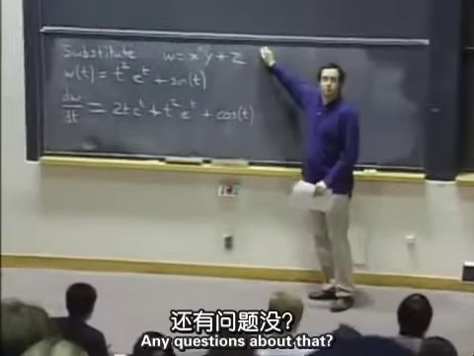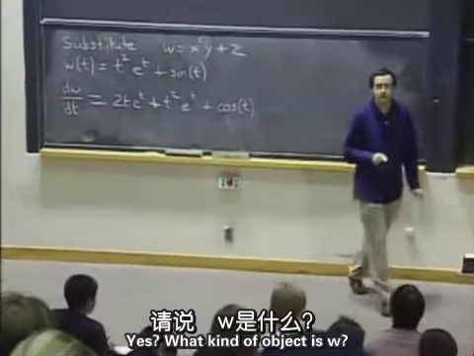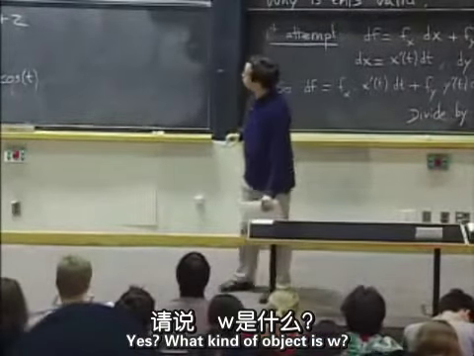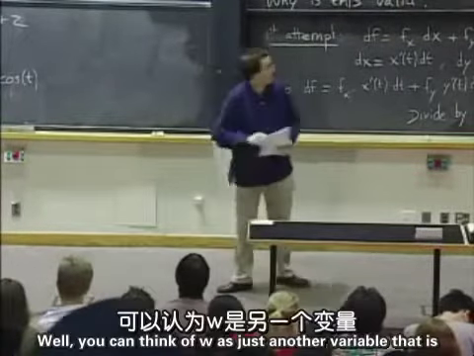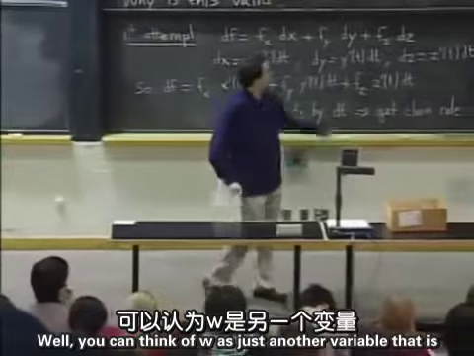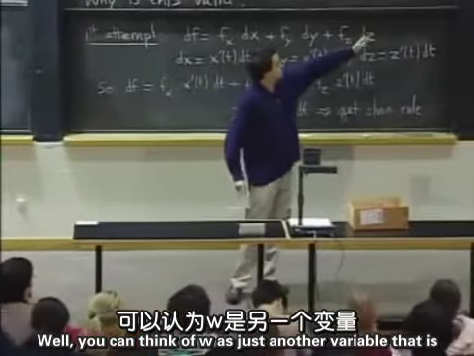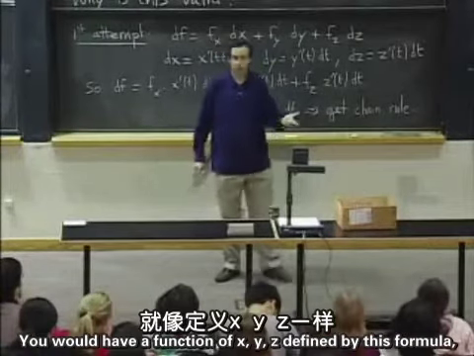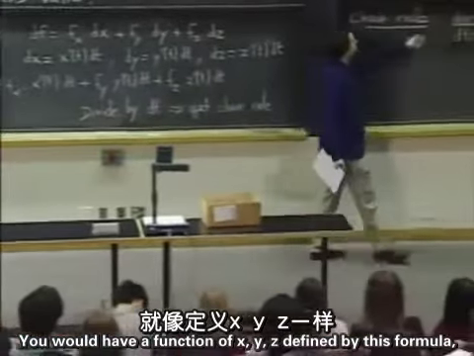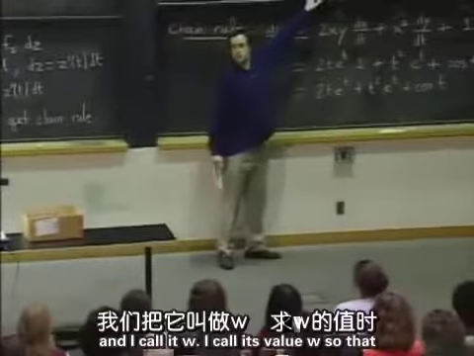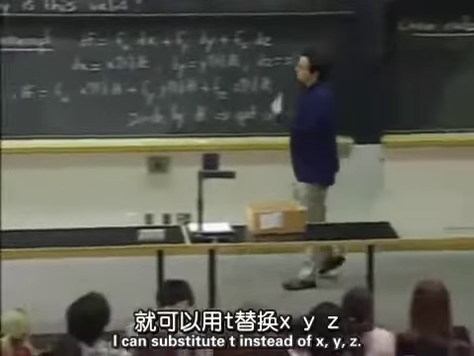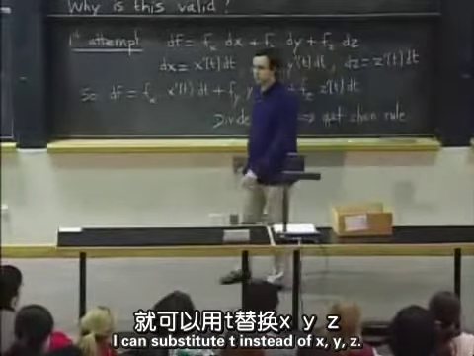Okay, any questions about that? Yes? What kind of object is W? Well, you can think of W as just another variable that's given as a function of x, y, and z, for example. So you have a function of x, y, z defined by this formula, and I call its value W, so that then I can substitute t instead of x, y, z.